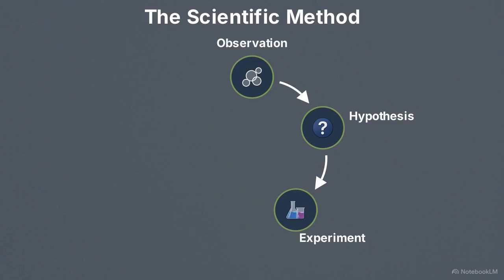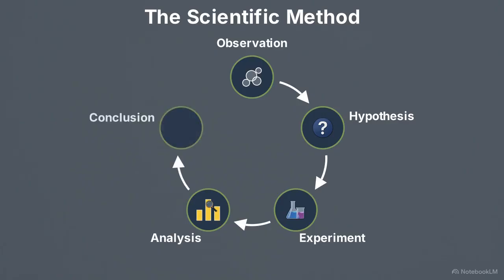The cycle continues with analysis, where you measure the results and identify the gas produced. That leads to a conclusion, confirming a chemical reaction took place. But the final step on this chart loops right back to the beginning.